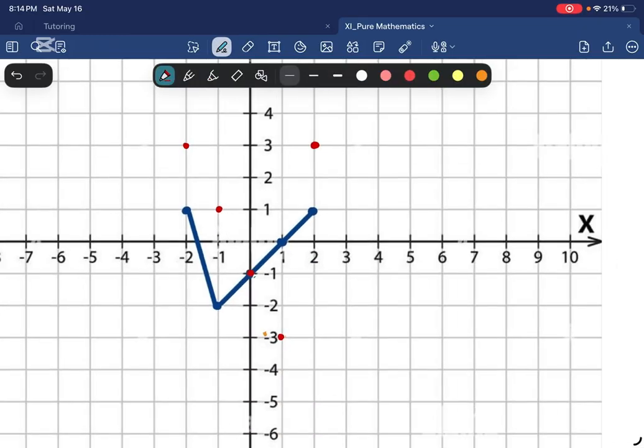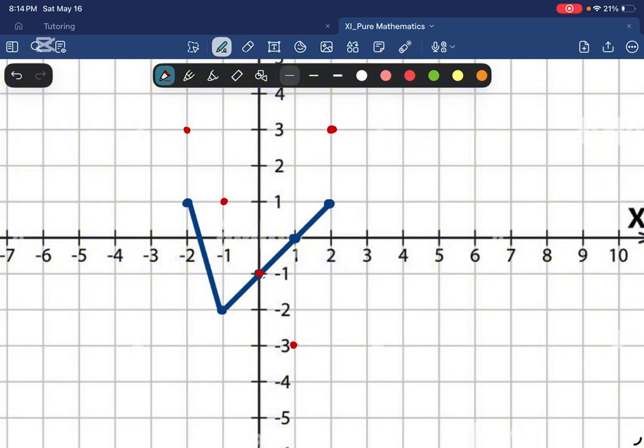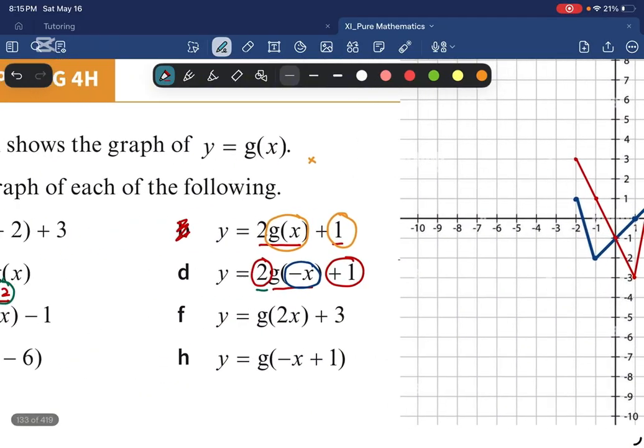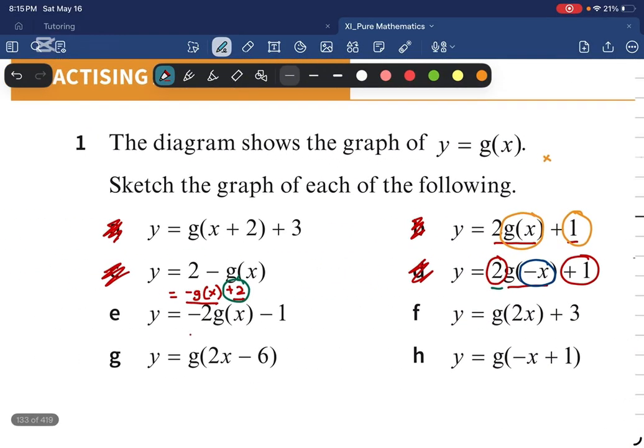Okay, I don't know what happened. Sorry. So now let me just join my red dots. And I get this. Alright, so that should be your final answer for D. Yeah, looks correct. Alright. Part E, I have a vertical stretch and reflection, and then I have a vertical translation.